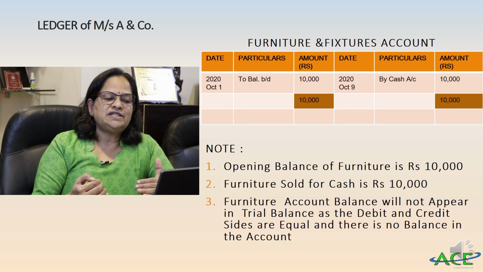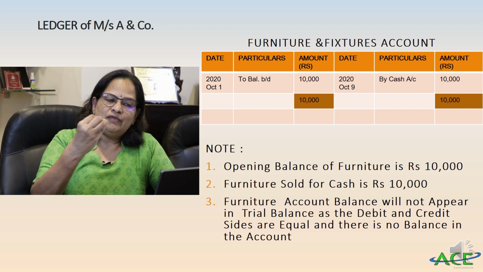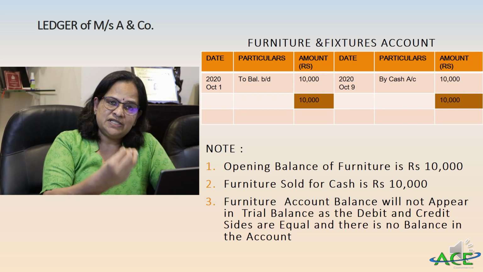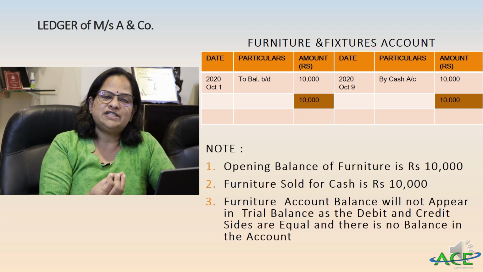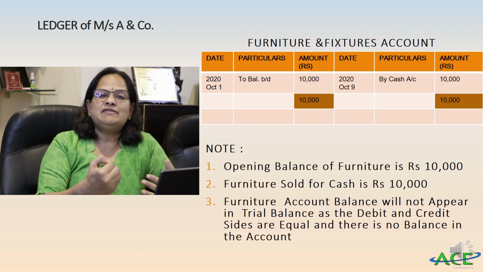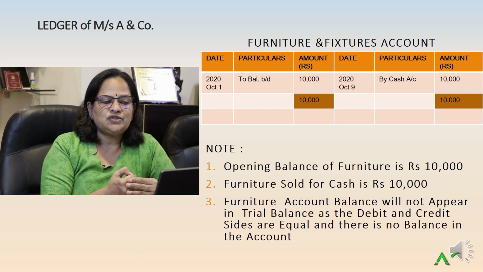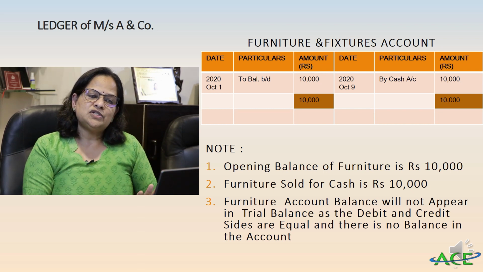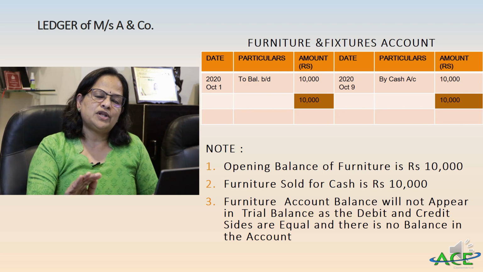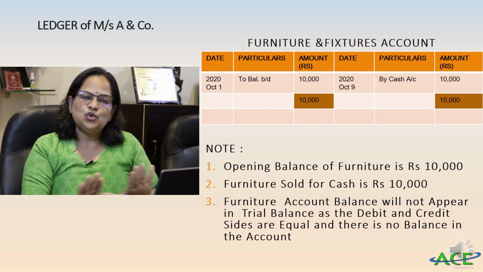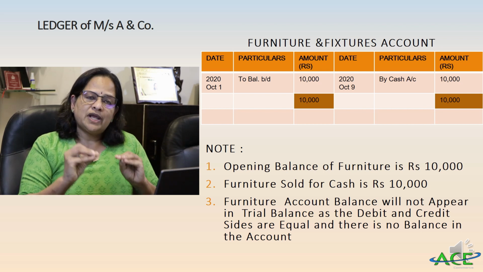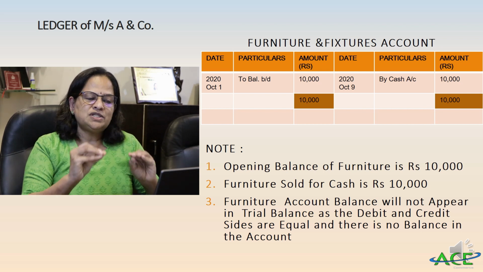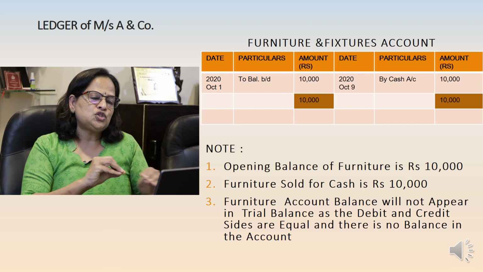Next we write the furniture and fixtures account. In the first journal entry, the asset balance of 10,000 for furniture and fixtures is given, but later it is given that furniture was sold for 10,000. So the opening balance is 10,000 and furniture sold for cash is also 10,000. There is no balance in the ledger account. This account will not come to the trial balance because the debit side is equal to the credit side. There is no difference.